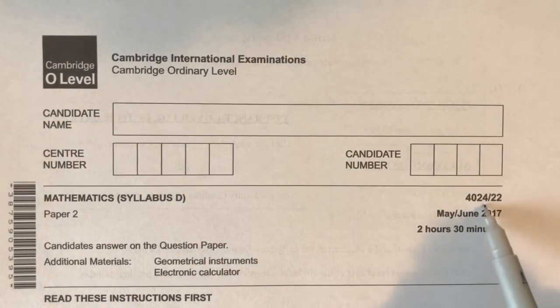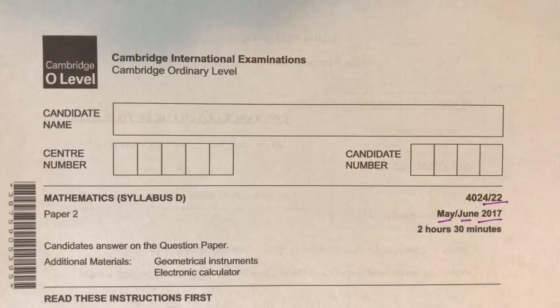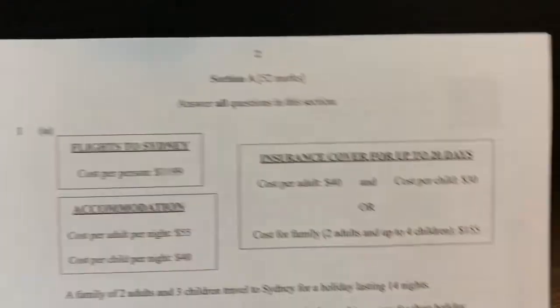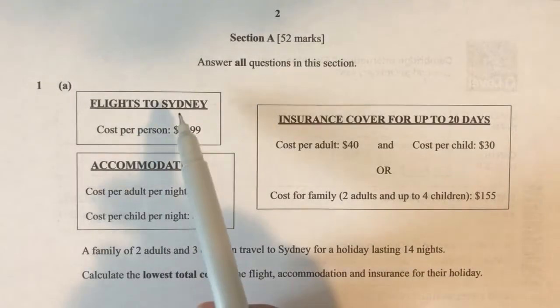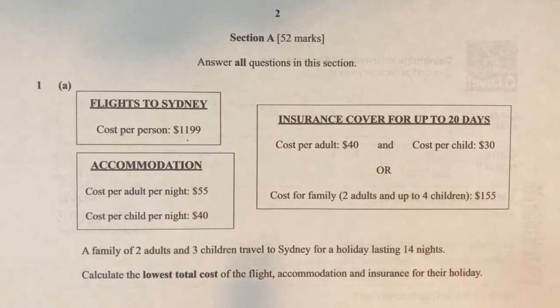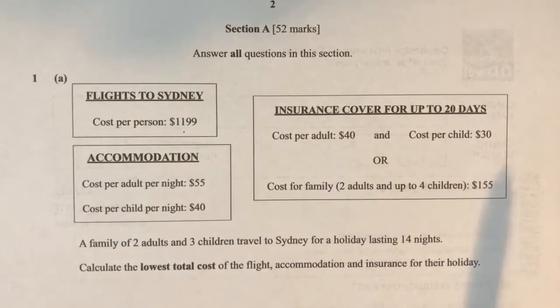This one is paper 2-2 of May-June 2017. Let's move on to question number 1. So here we have flights to Sydney. The cost per person is this much. We have accommodation, cost per adult, cost per child.